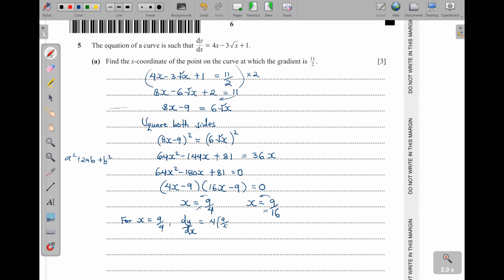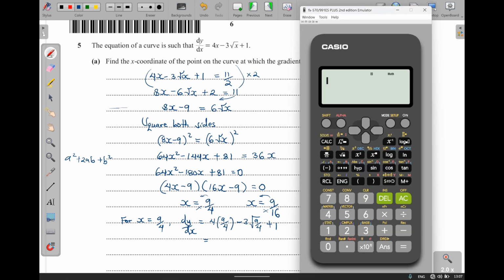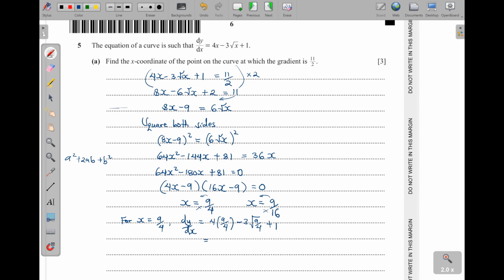then your x here, and then minus 3 root x, which is 9 over 4, and then plus 1. When we put this in the calculator, it is going to give us 4 times 9 over 4, that will give us 9, then minus 3 times the square root of 9 over 4, that is 3 over 2, then plus 1. So this gives us 11 over 2. So that means this has to be the answer.